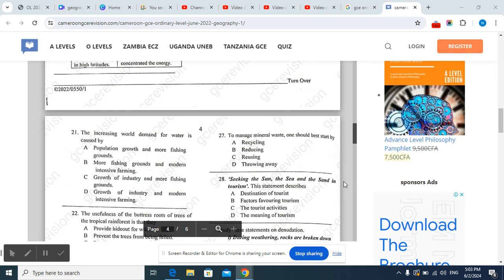Question 28. Seeking the sun, the sea and the sand in tourism. This statement describes... The answer is D.